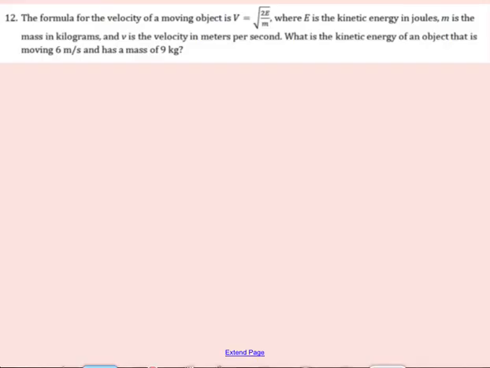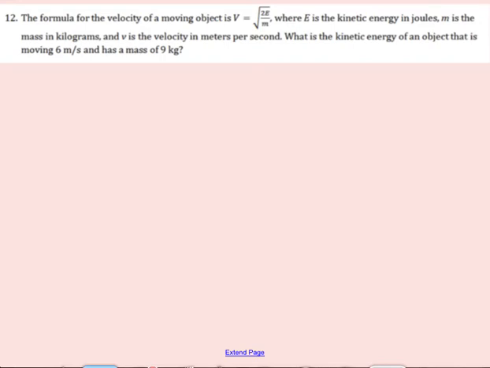So for number 12, the formula for the velocity of a moving object is v is equal to the square root of 2e divided by m, where e is the kinetic energy in joules, m is the mass in kilograms, and v is the velocity in meters per second. So here it's giving us all of the labels we need for each of the problems. What is the kinetic energy of an object that is moving 6 meters per second?